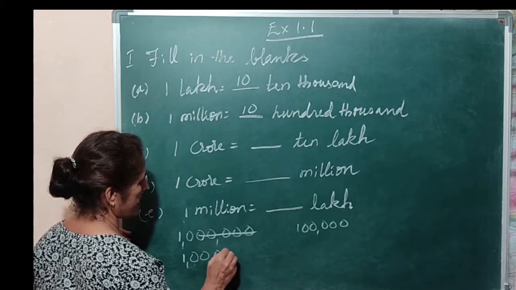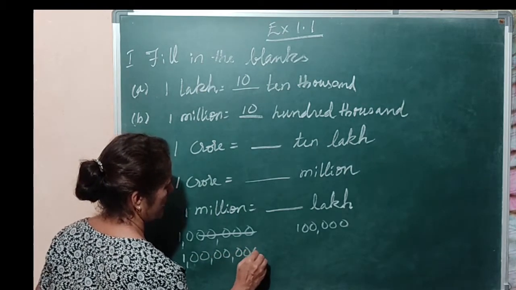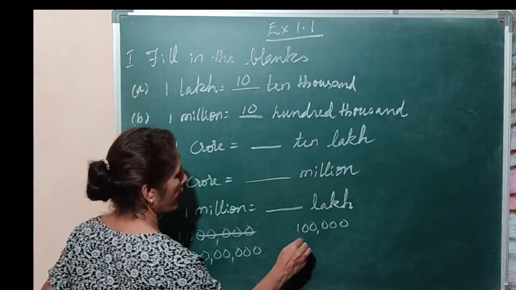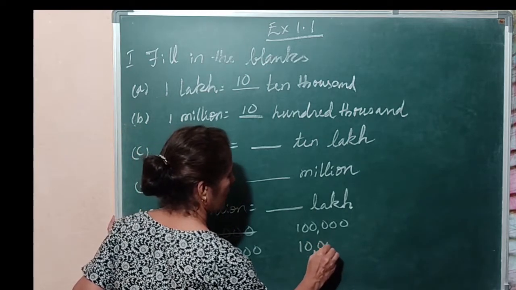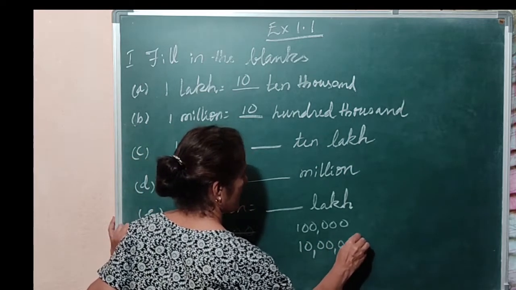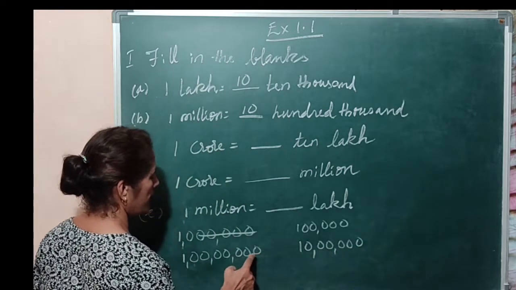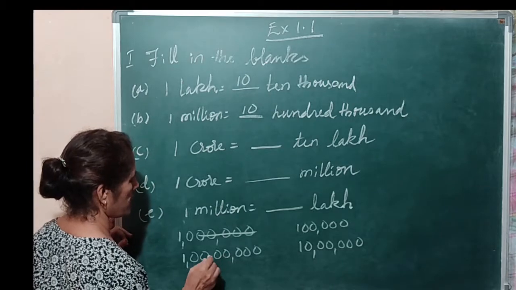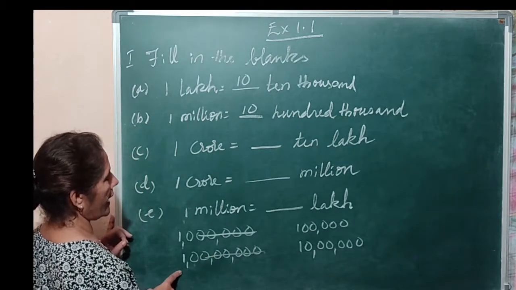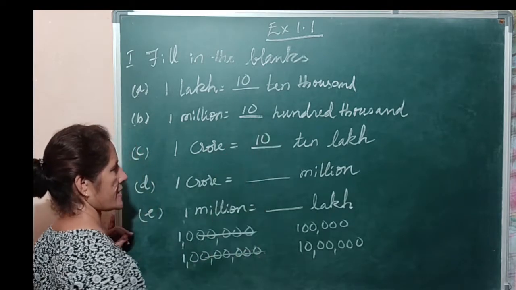After 4 lakhs, then 1,000, then zeros, 3 zeros. For 10 lakh, you write 10 lakh. After lakh, 1,000. After that 3 zeros. 1, 2, 3, 4, 5, 6. 1, 2, 3, 4, 5, 6. So how many? 10 lakhs.